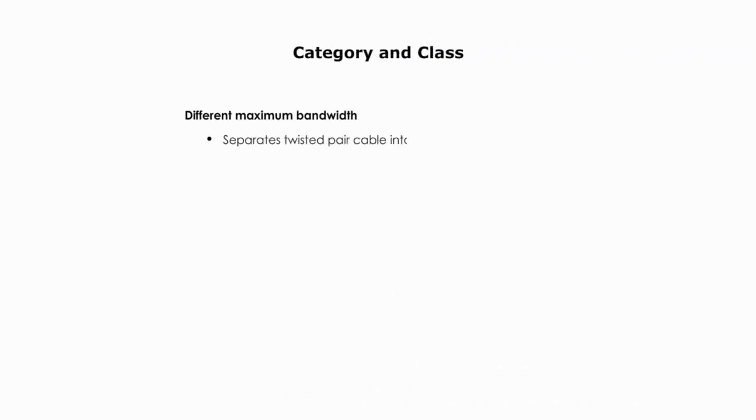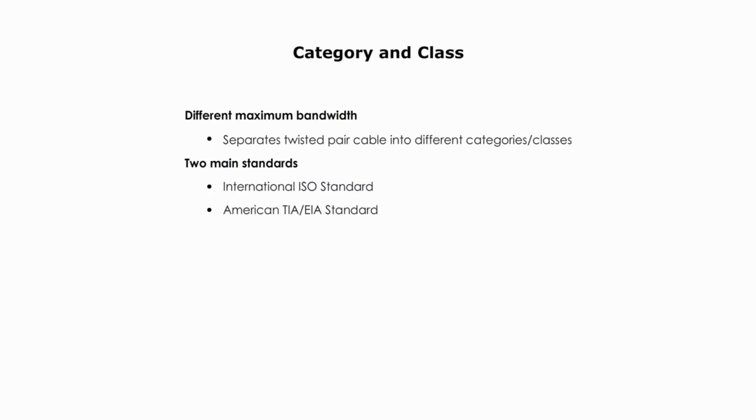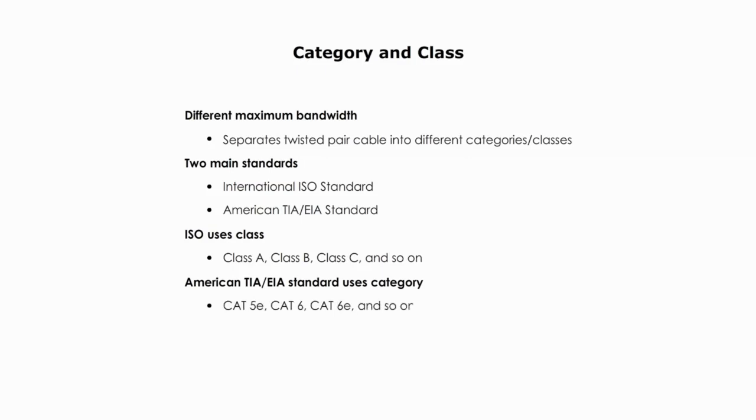Different maximum bandwidth separates a twisted pair cable into different categories or classes, which are stipulated by two main standards: the international ISO standard and the American TIA-EIA standard. ISO uses classes such as Class A, Class B, Class C, and so on. The TIA-EIA standard uses categories.